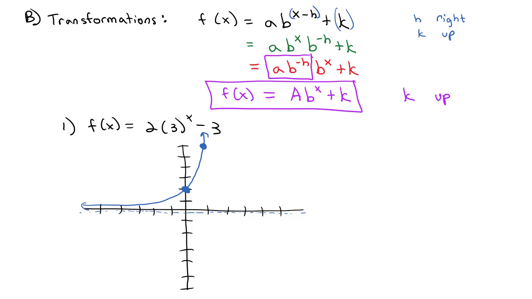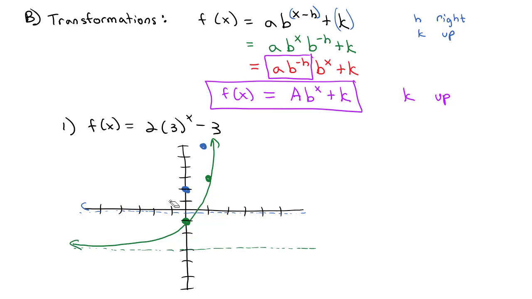Now, the minus 3 is going to move everything down 3. So the first thing I would do is I'm going to move that asymptote down 3, down to negative 3. So that's where it's going to level off now. Then I've got my point at 0, 2. I'm going to move it down 3. And then I've got my dot at 1, 6. I'm going to move it down 3. 1, 2, 3. And what I'm going to end up with is this new graph that's just been shifted down 3.